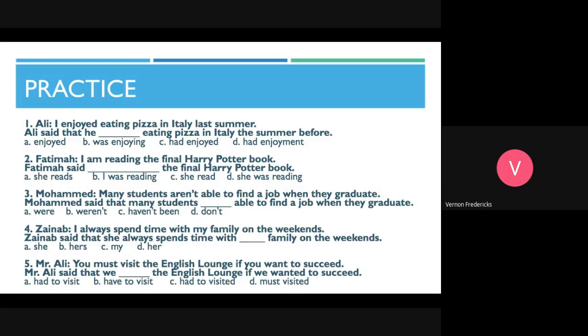So students, you have to choose the correct answer for the space: A, B, C, or D. I want you to pause this video and come back when you finish the exercise. When you have answered all 5 questions, we can have a look at the answers.